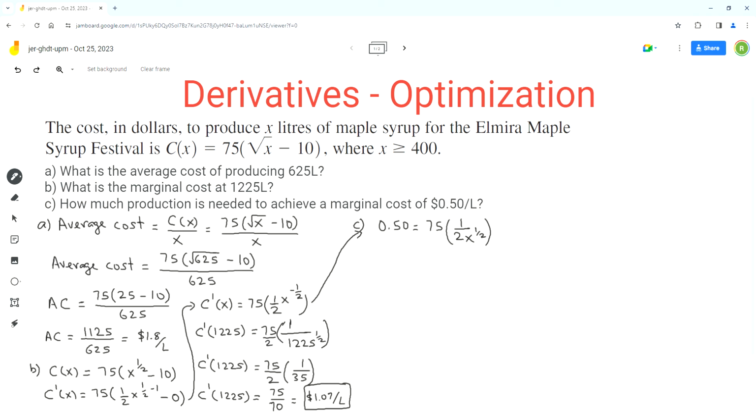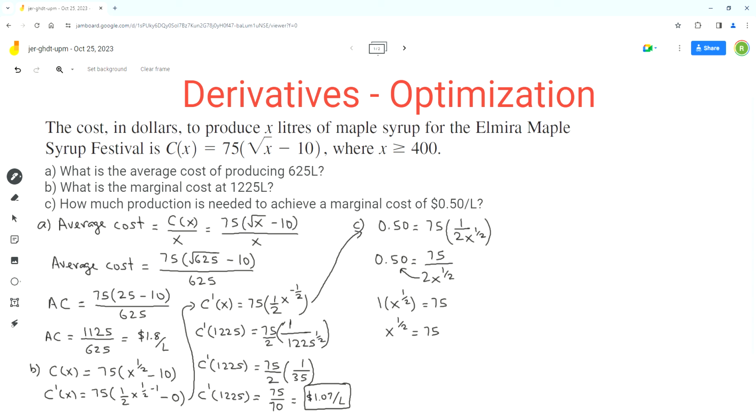Now we have to solve for x. The first step is to simplify the terms on the right side. So we get 0.50 equals 75 times 1 over 2 x exponent half, which will just be 75 over 2 times x exponent half. Now we can cross multiply the denominator. So 2 times 0.5 will be equal to 1. So we get 1 times x exponent half equals 75. Now multiplication by 1 doesn't change anything. So we get x exponent half equals 75.